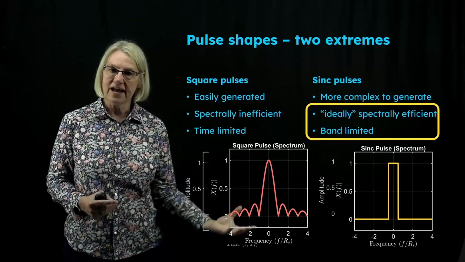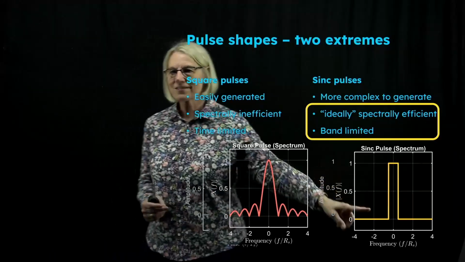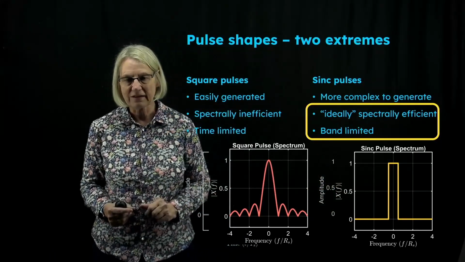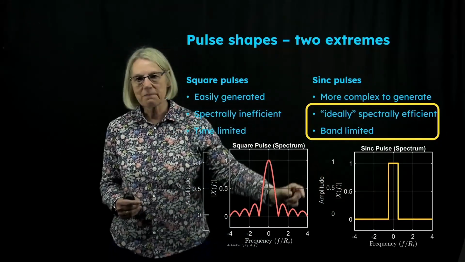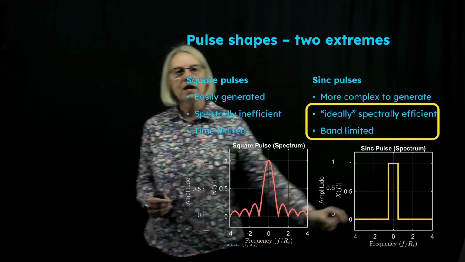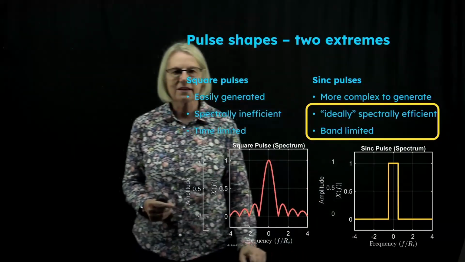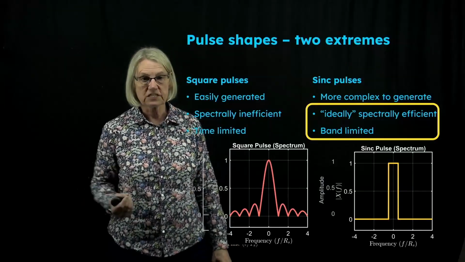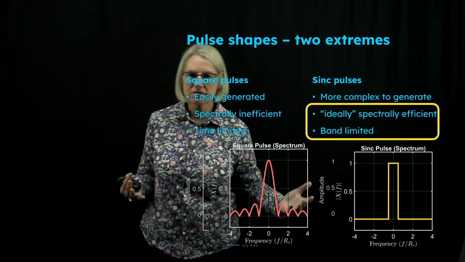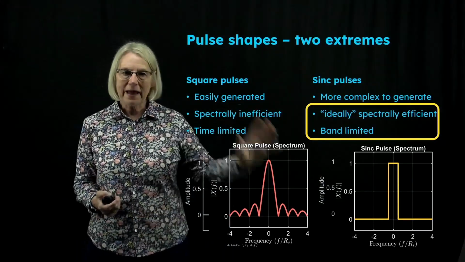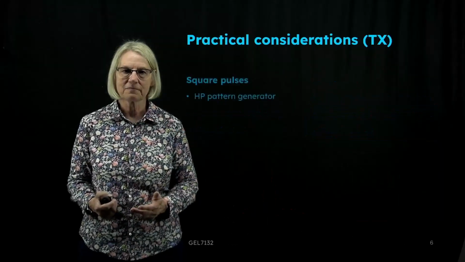Now let's contrast that with the sinc pulse. The sinc pulse may be difficult to generate in the time domain, but it has excellent properties in the frequency domain. In fact, it occupies the minimum amount of frequency band possible for a signal. So this is the minimum bandwidth to transmit data with a symbol period of Ts. In fact, we call it the ideal pulse for this reason. So it's band limited, which is a very interesting property for these pulses.